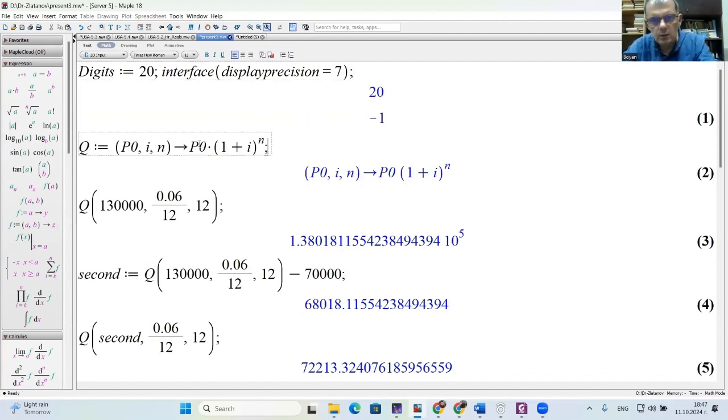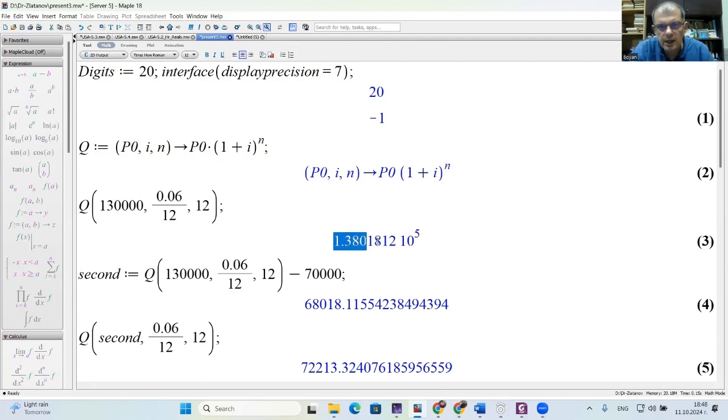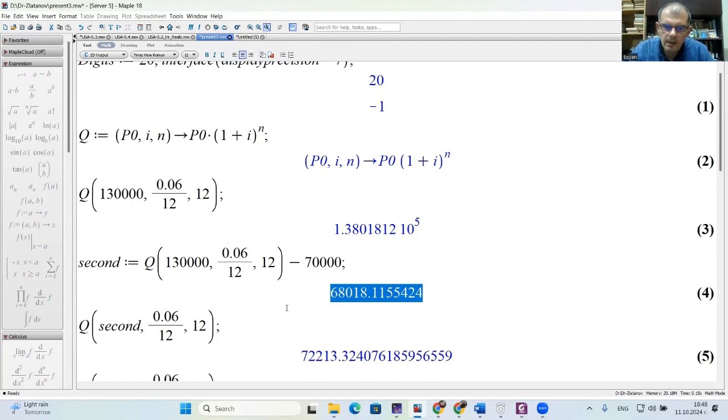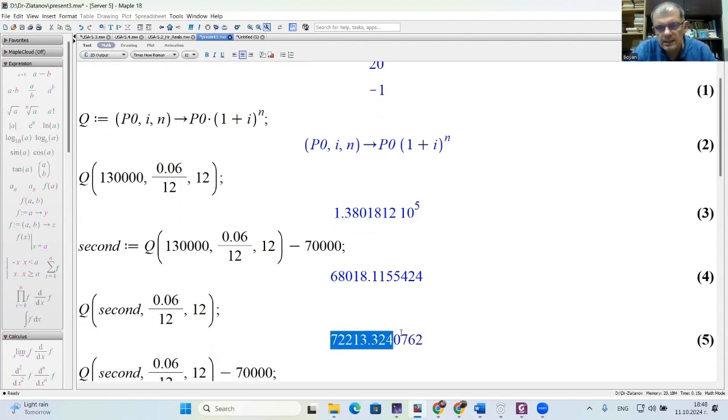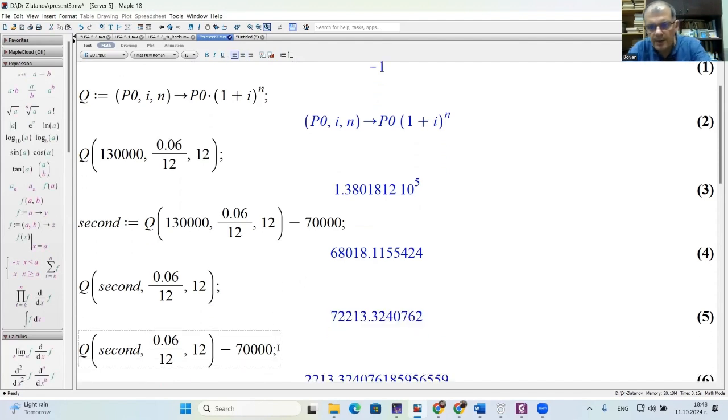We define the function as we know it. For the compound interest, the invested money, the interest per period, and the number of periods. So if we have after the first payment 130,000 compounded with 6% year interest rate 12 times a year, they will produce $138,000. We pay the second payment and we leave with this amount of money, which are in the variable second, make the next year some income with the money that we have, we repay, and we have this value.